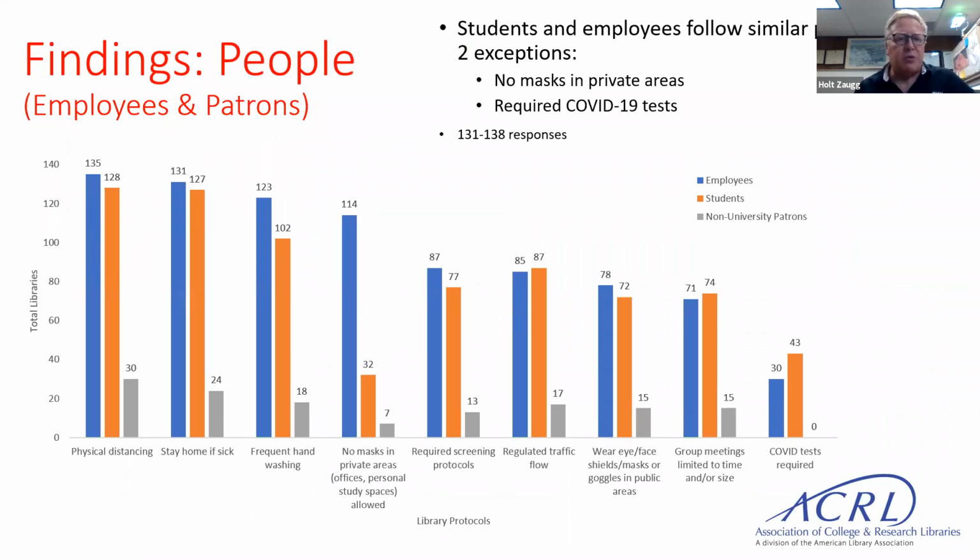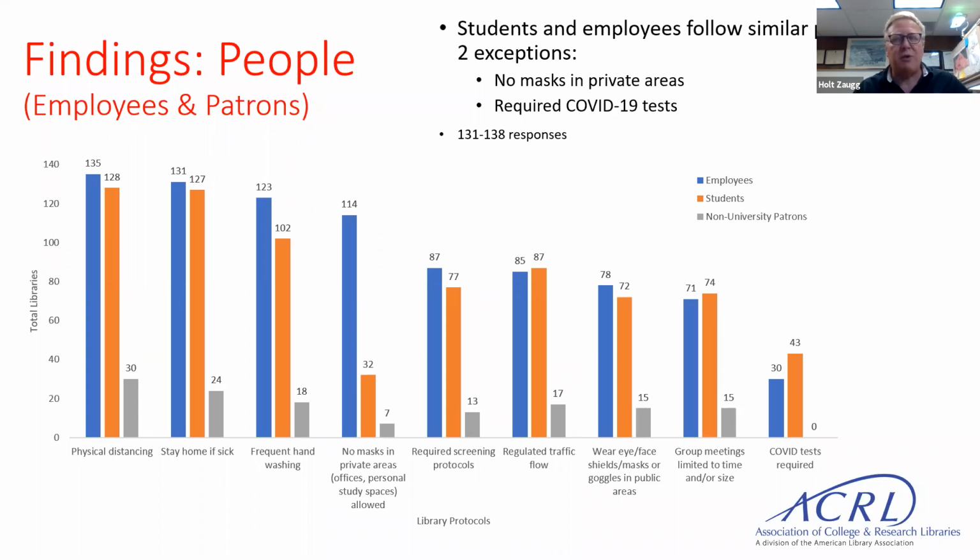The next one we looked at was people and findings, and we looked for libraries that allowed employees and others into their physical spaces, what protocols were required to be followed. And in this instance, we found that the protocols that were used in libraries were very similar to the protocols that were in the general community. So, for example, there was physical distancing. There was the encouragement to stay home if you felt sick at all. There was frequent hand washing. Many required screening protocols to be able to enter the library.